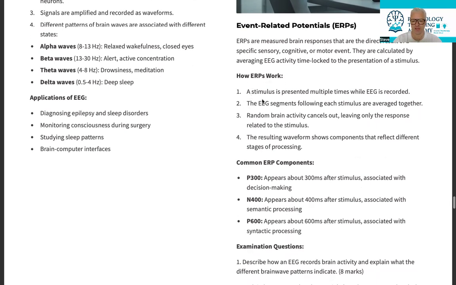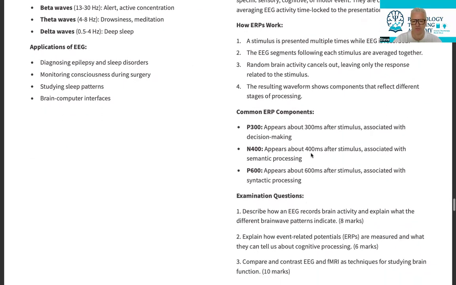So an ERP, a stimulus is presented multiple times while an EEG is recorded. The EEG segments following each stimulus are averaged together. Random brain activity cancels out, leaving only the response related to the stimulus. And the resulting waveform shows components that reflect different stages of processing.